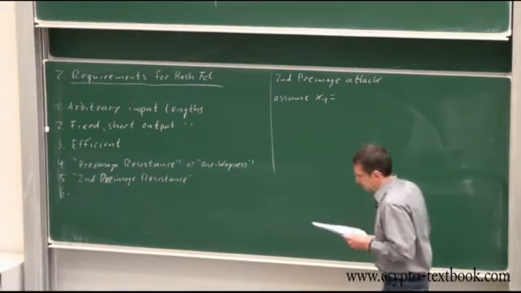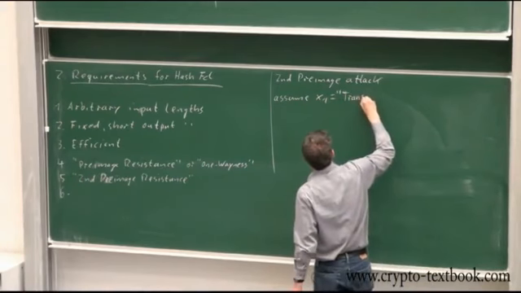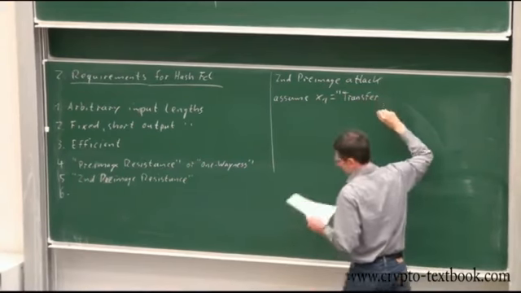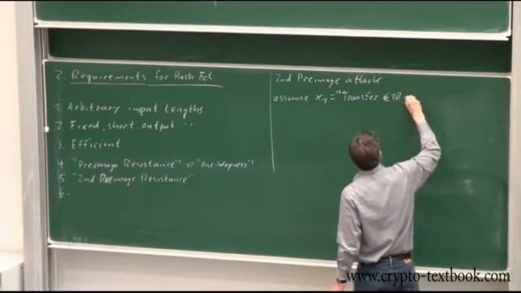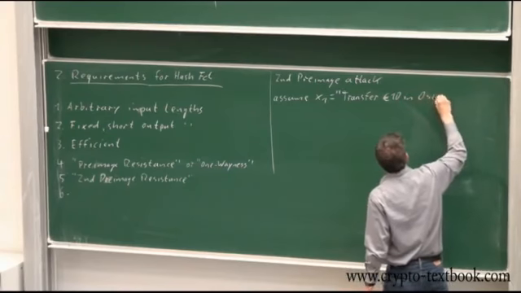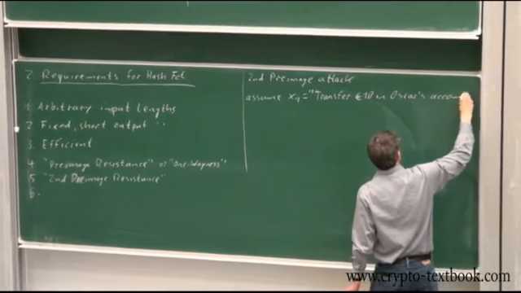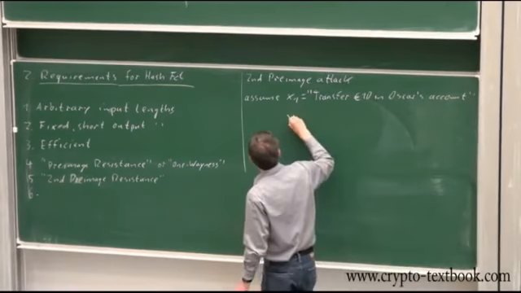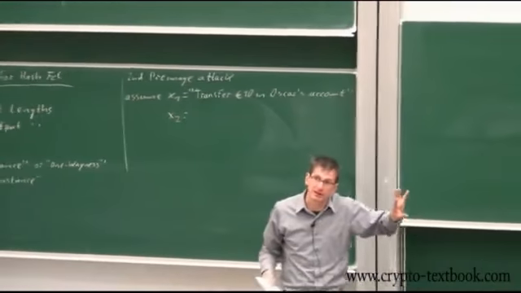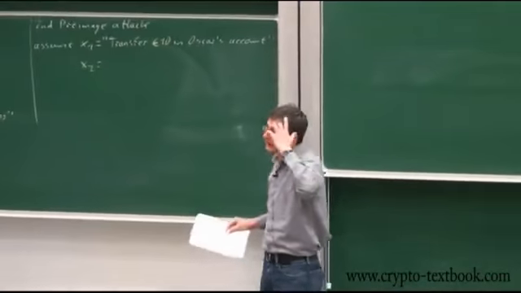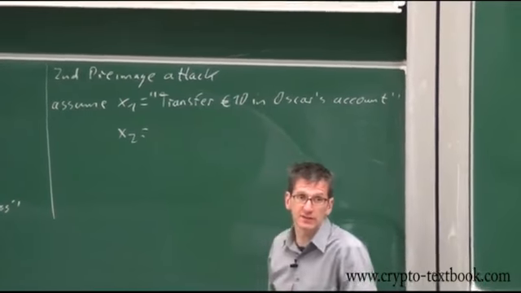Assume the first message is: transfer €10 in Oscar's account. Let's say this is a message that Bob is sending, right? You know, he's transferring €10. He's sending that to his bank, and it's digitally signed, so it's coming from Bob.